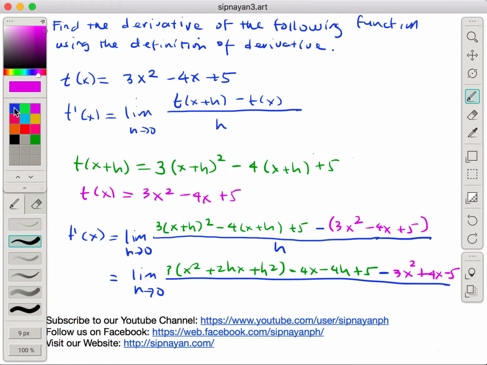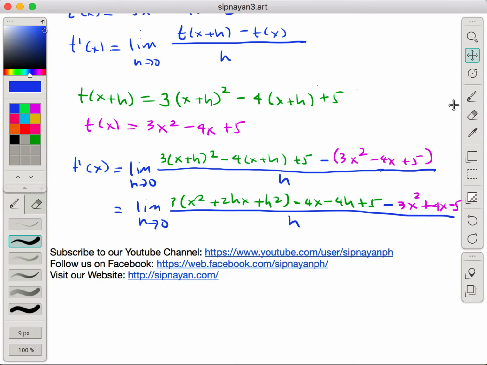So, balikan nyo yan sa algebra nyo kung hindi nyo naintindihan, kasi hindi ko yan mapapaliwanag dito, masyado tayo magtatagal. Okay? So, this is equal to the limit as h approaches 0 of, i-distribute natin yan, by distributive property.